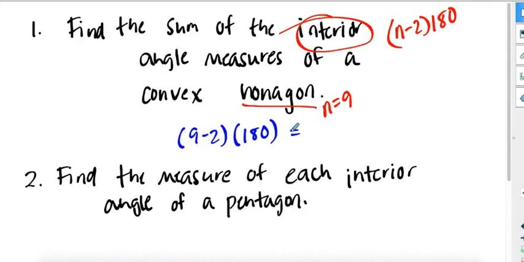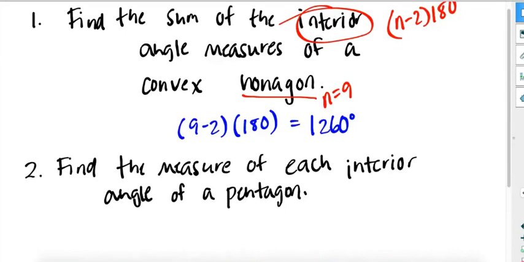Now I have to use my calculator. So 180 times 7 gives us 1,260 degrees. For number 2, it says find the measure of each interior angle. Because it says each interior angle, and I'm going to highlight that.